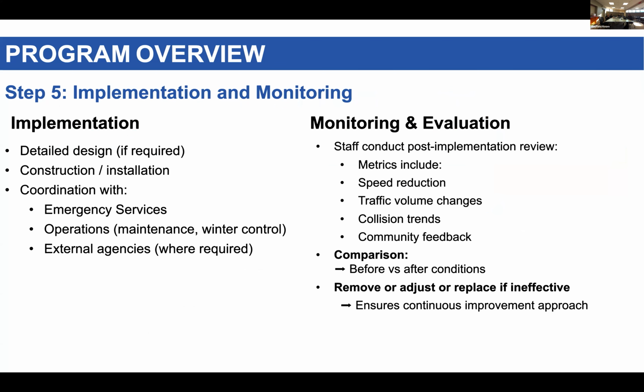Finally, in this step, staff complete the detailed design and proceed with the installation. After the traffic calming measure has been installed, staff monitor and evaluate the effectiveness, which includes completing a review to see how the measures are performing. Staff look at the speed reduction, traffic volume, collision trends, and feedback from the community. Staff also compare the before and after conditions to assess the results where needed. And staff propose modifications if an ineffective measure was installed or if modification is needed. Next slide, please.